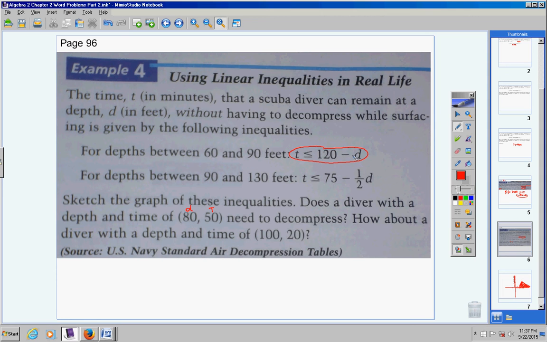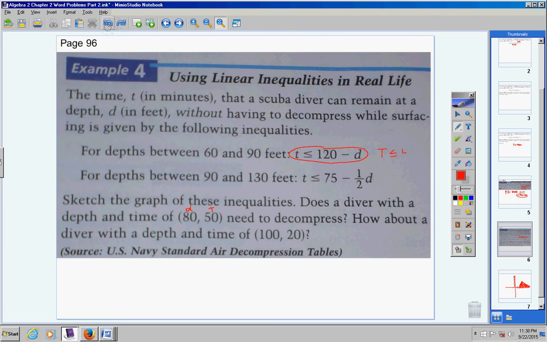So here's my D right here. What do I put in for my depth? 80. 120 minus 80 is 40. So the time this guy had to spend was 40 minutes or less. How much time did he stay? 50. He stayed too long. He went 10 minutes over, so there's no way he can shoot right to the top of the surface. He's going to have to decompress. Go up slowly and decompress.